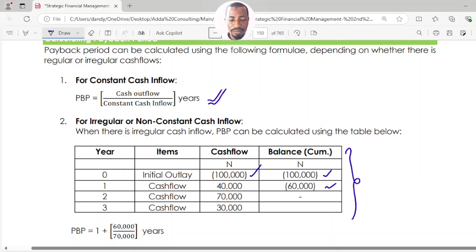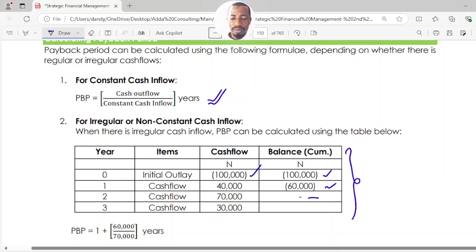I will then move to the following year. The next year, cash inflow is 70,000. However, the outstanding balance is less than the cash inflow of the following year. Therefore, you put a dash. This is because once the outstanding balance is lower than the next cash inflow, you need to put a dash, put a stop, then you calculate your payback period.